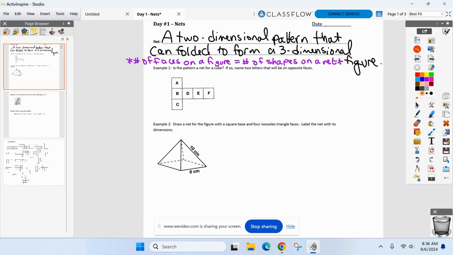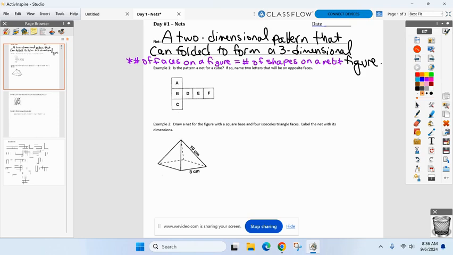Okay? So if you see a 3D figure, you count the number of faces. Oh, there's 5 faces. So when I open it up and draw the net, there should be 5 shapes on the net. Everyone good? All right, so what I did is I actually opened up the cube, and you'll see here in example 1, I drew one net. There's multiple ways I could have drawn the net for the cube, but I drew one way.